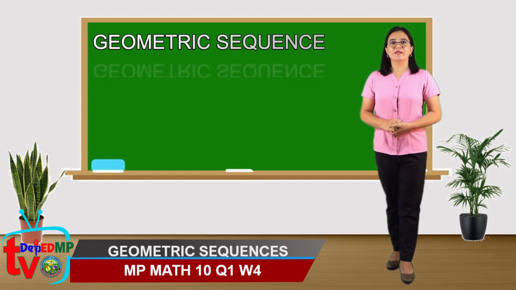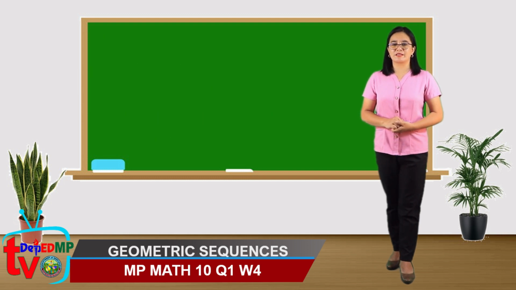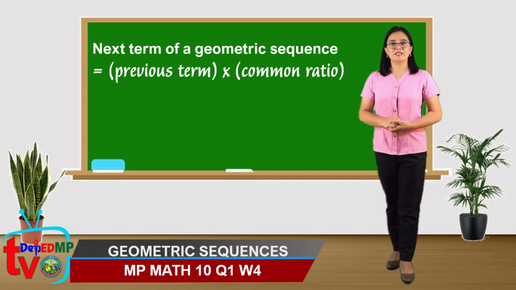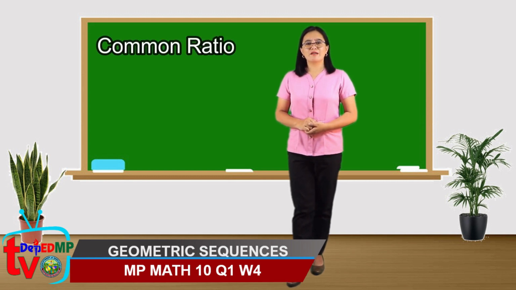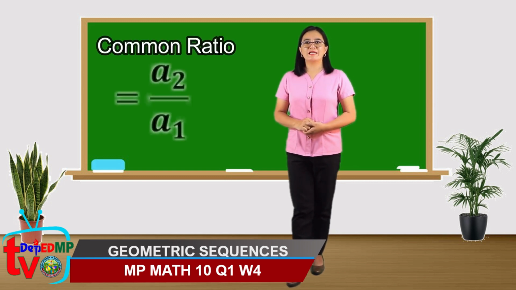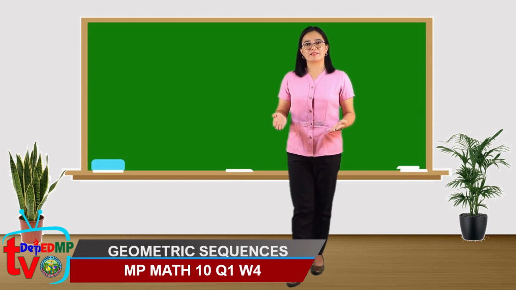By definition, a geometric sequence, also called geometric progression, is a number sequence with a common ratio between consecutive terms. A term in a geometric sequence can be found by multiplying the previous one by a non-zero and fixed number called a common ratio. Given a geometric sequence, we can find its common ratio by dividing any term in the sequence by the term that comes before it. Let us study these examples.